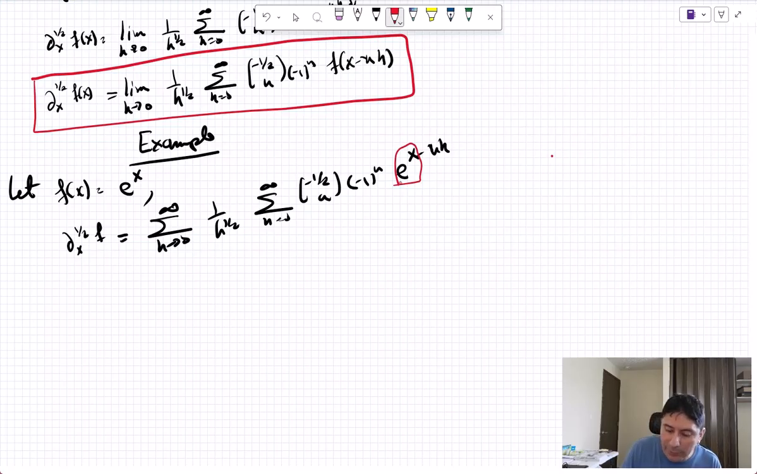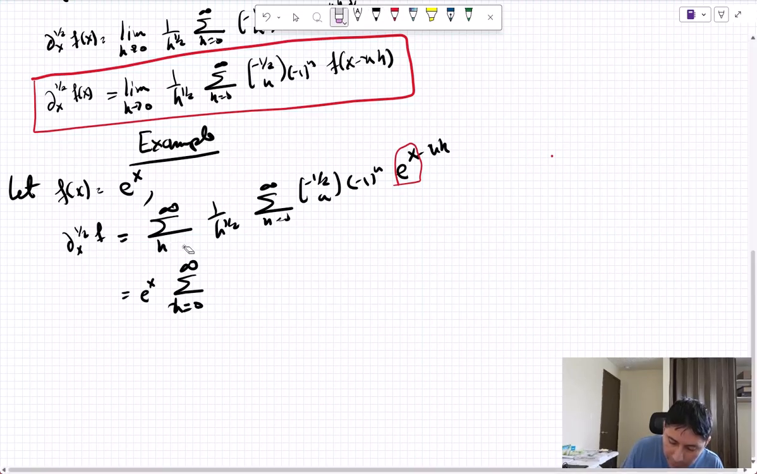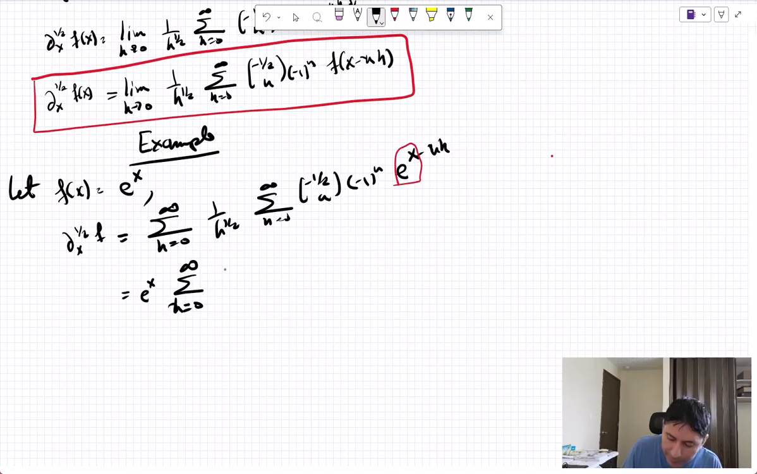So that's what we're going to do, right? So this is equal to e to the x, the limit as h goes to 0, the sum n goes from 0 to infinity. But I'm making some mistakes here in my writing, so I should be careful. Yep. 1 over h to the 1/2.